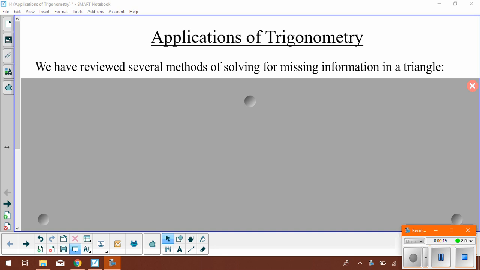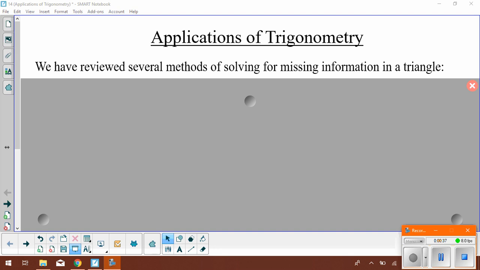we're going to review how to decide which rule you're supposed to be using, because we've reviewed SOHCAHTOA, we reviewed sine law, we reviewed cosine law. So just making sure you have the idea of when I look at a triangle and I'm not sure, how do I pick which one it is?